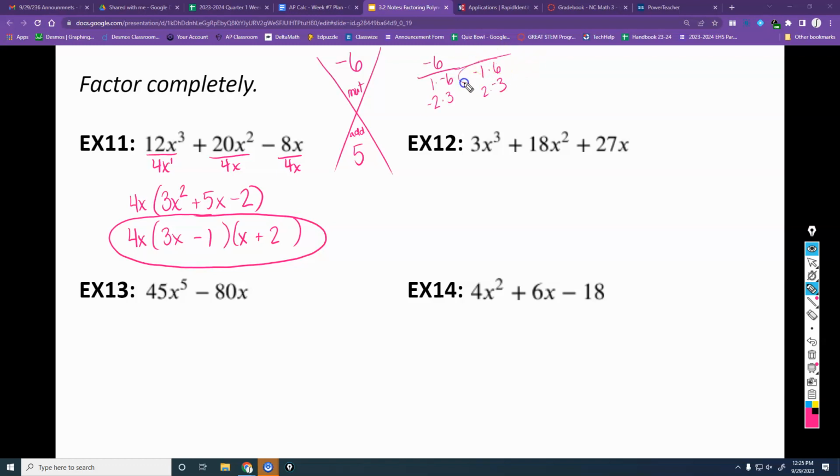The one that will give you a 5 is negative 1 and 6, but then you have to divide by the number in front of your x squared. So you've got to divide by 3. 6 over 3 reduces to 2 over 1. X's go with what's in the bottom. So you end up with 3x minus 1 here, and then x plus 2 here.